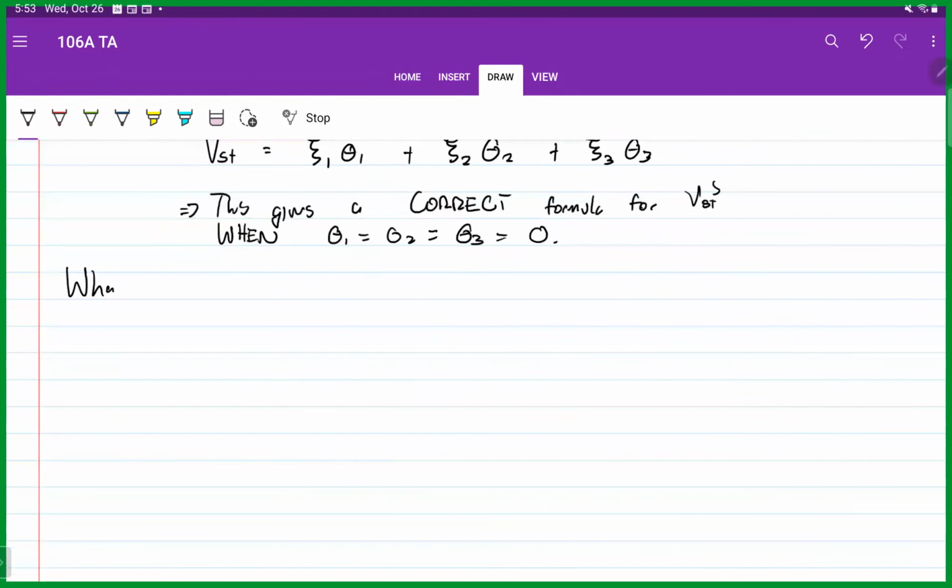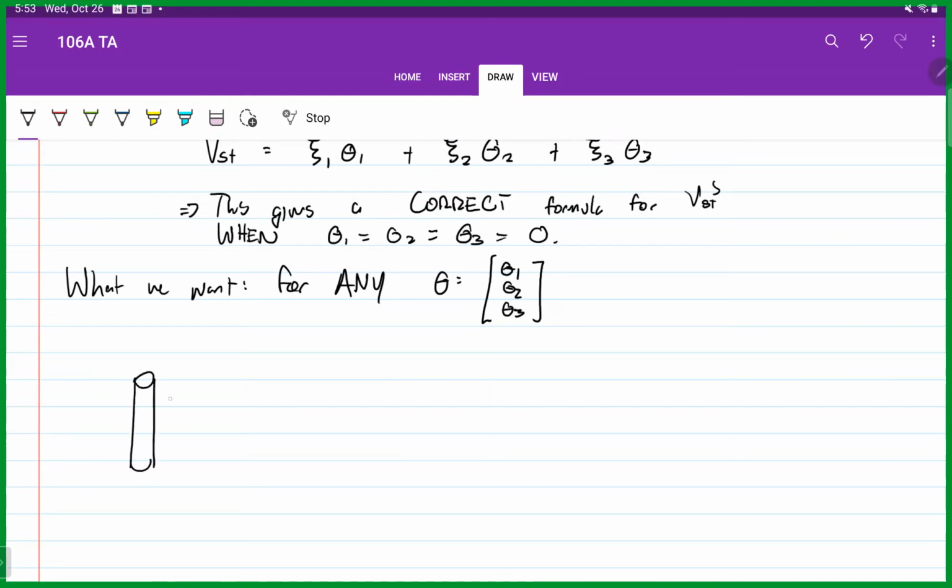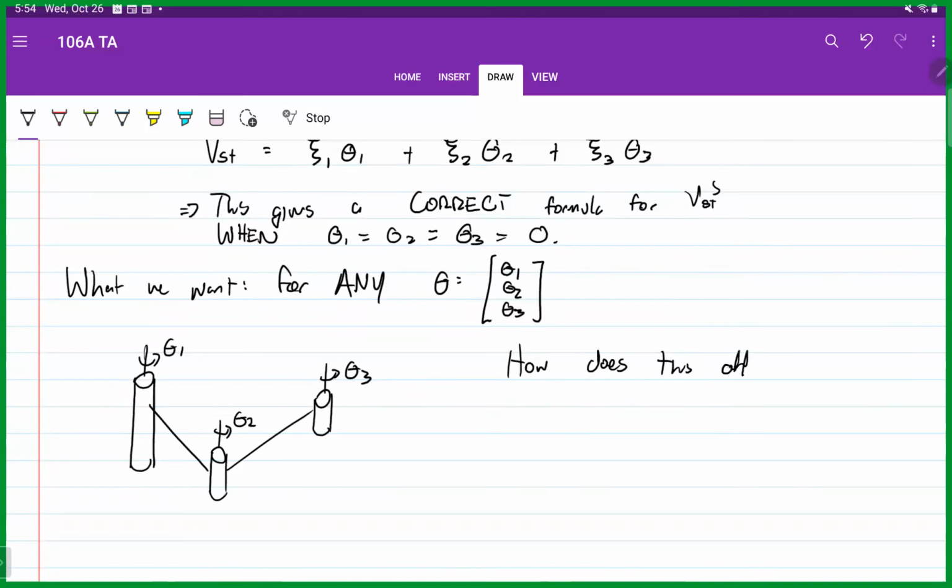What will that look like? So what we want was this for any theta, for any vector theta equals theta1, theta2, theta3. So what might that look like in this case? Well, let me just redraw our robot over here. Maybe our first joint will be coming down this way, then our second joint will be going back up that way. So we have our theta1, our theta2, and our theta3. Okay, so how does this affect our rigid body velocity?